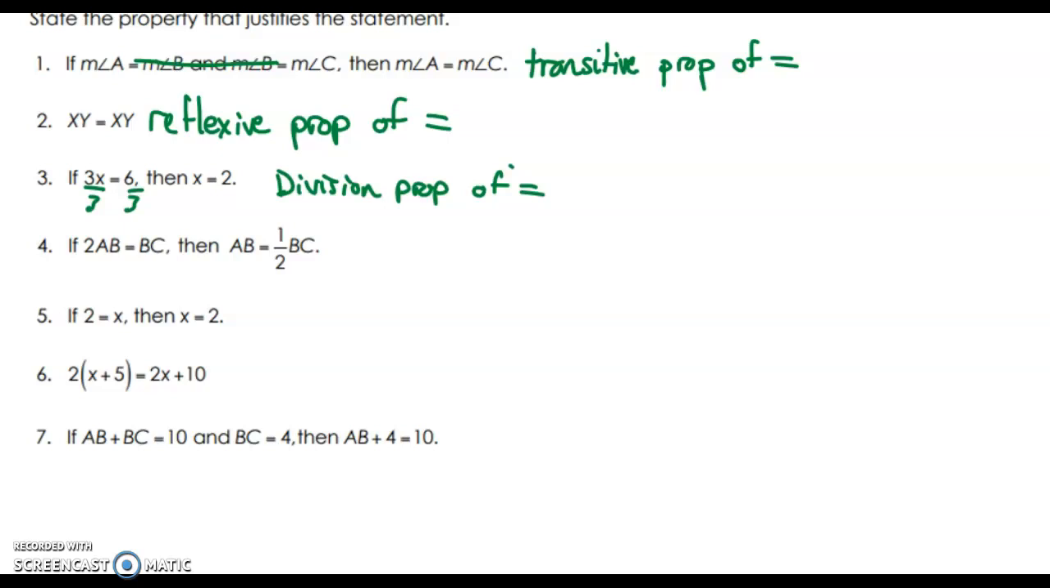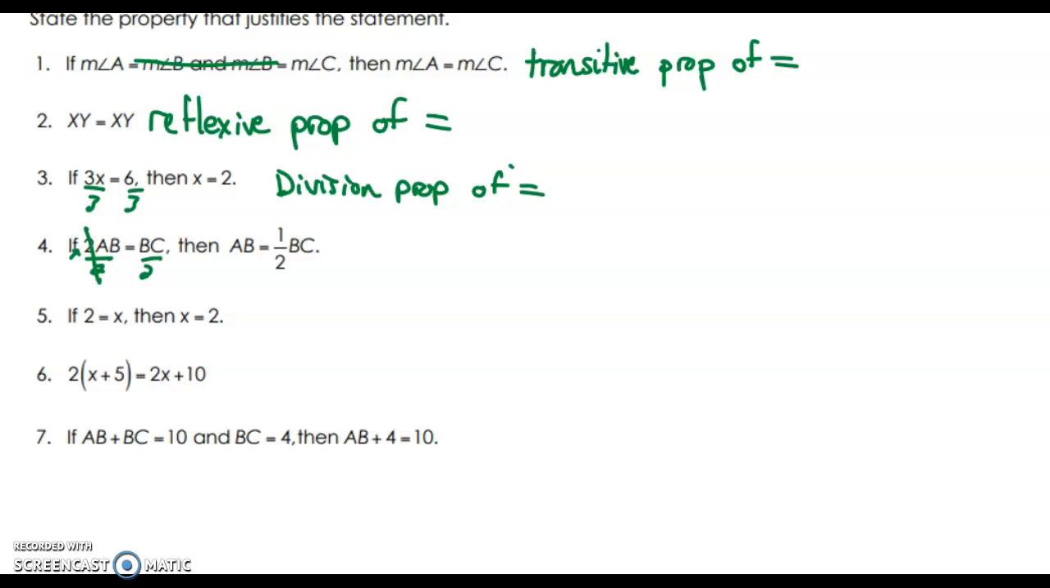Okay, so look at number 4. If 2AB equals BC, then AB equals half BC. Somehow they moved this 2. How would you move this 2? You would divide. If you divide both sides by 2, you'd have AB equals BC divided by 2. That's the same as half BC.